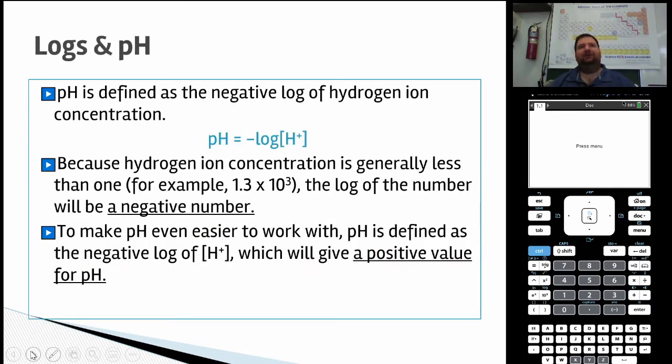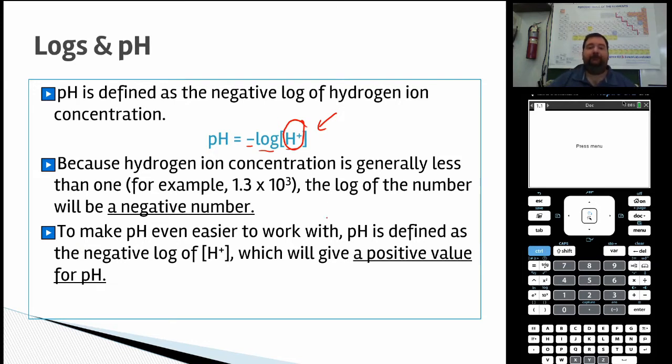Now, to actually calculate pH, we're going to use this formula here. And all it really is, is the negative log of your hydrogen ion concentration. That's it. So if we can find the hydrogen ion concentrations, which we've been doing so far in chemistry, you just plug it into this simple little formula and you find the pH.